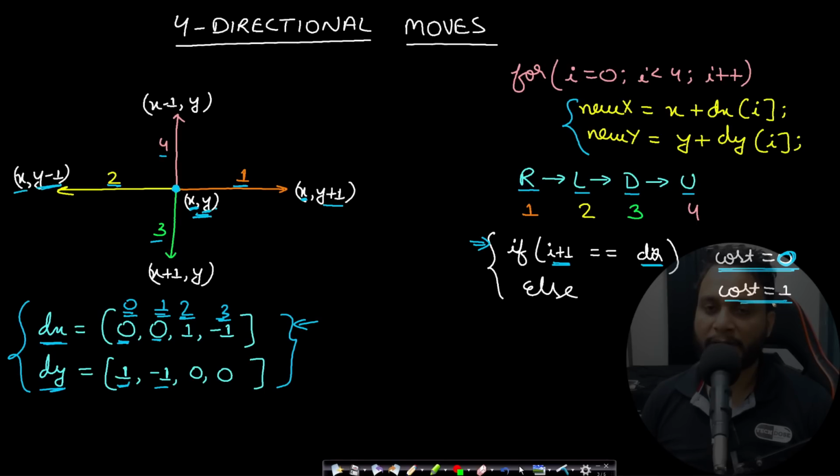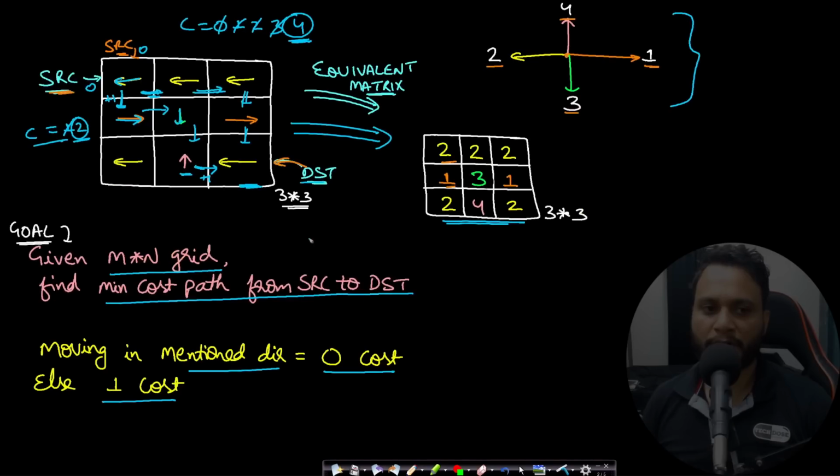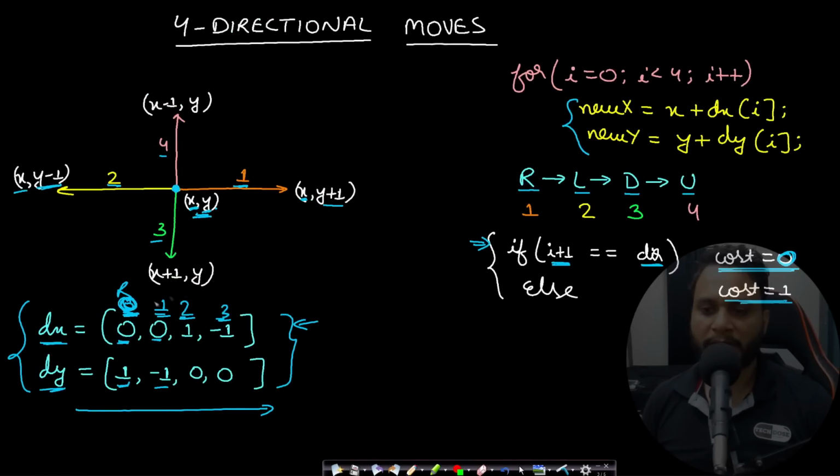Otherwise the cost added will be 1 for the current move, and that is the reason why I have made this dx dy in this particular case, because the comparison of I plus 1 with the direction is easy. Here, if you look at index 0, this is saying a right move, and 1 in the matrix was already giving you the right move, right? The 1 was giving you the right move. So the comparison is easy with I plus 1. Otherwise you have to do explicit comparison, right? So that can be a little bit hectic for you.